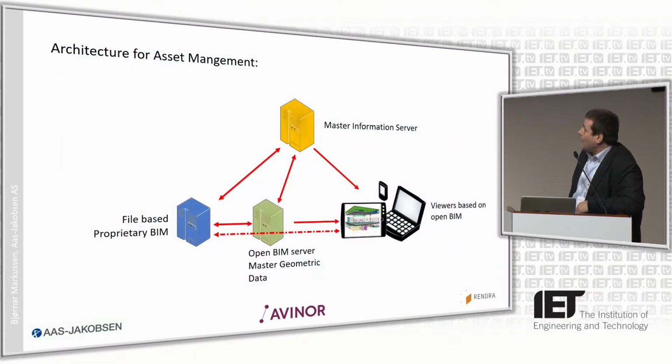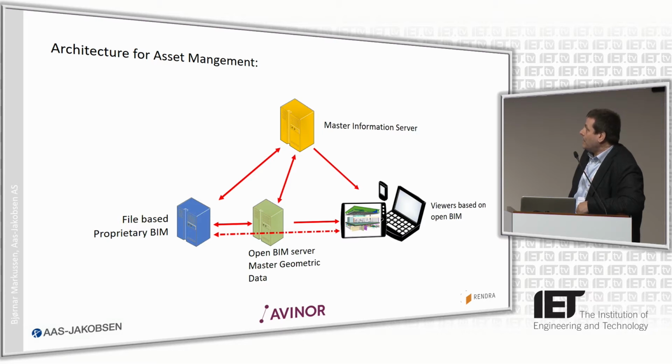The master idea that we have in this process is having a master information model server on the top that contains all the FM information, data blades, and all that kind of stuff, and most of the information that we want to maintain. And we also have a server at the left side that contains all the models from the contractors and the design team. That's proprietary files like Revit files, Tekla files, ArchiCAD files, AutoCAD files, and so on.